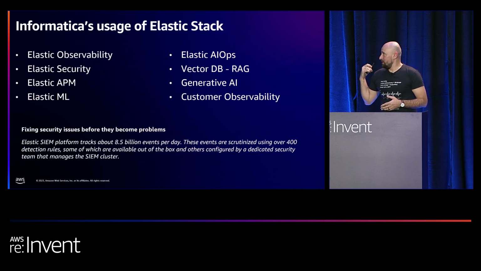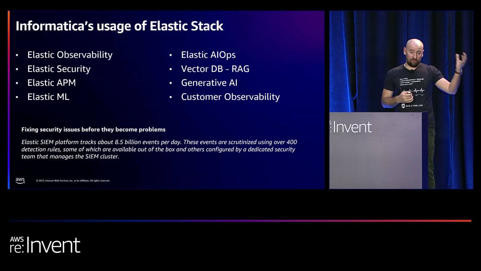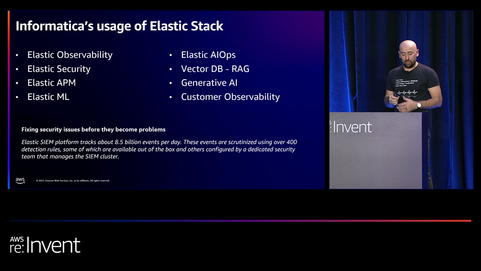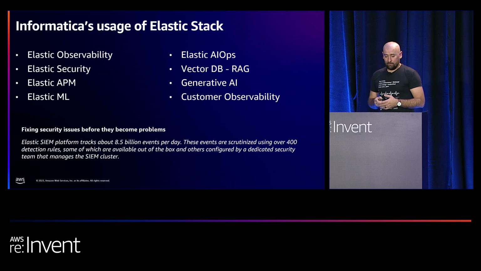They are using Elastic across the board. So Informatica has both observability use cases and security, and they're utilizing AI and ML to shorten the time to insights and resolve incidents faster on top of that. They're also utilizing Elastic's powerful SIEM offering to accelerate fixing security issues before they become a problem.